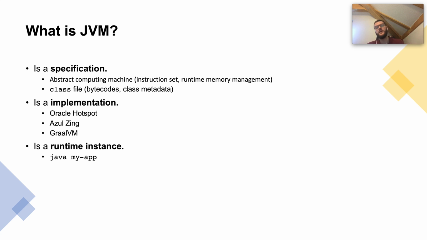And finally, the JVM is a runtime instance. This essentially means that when a Java application is run with the Java command, essentially one JVM is instantiated. Each Java program is a JVM instance for itself.